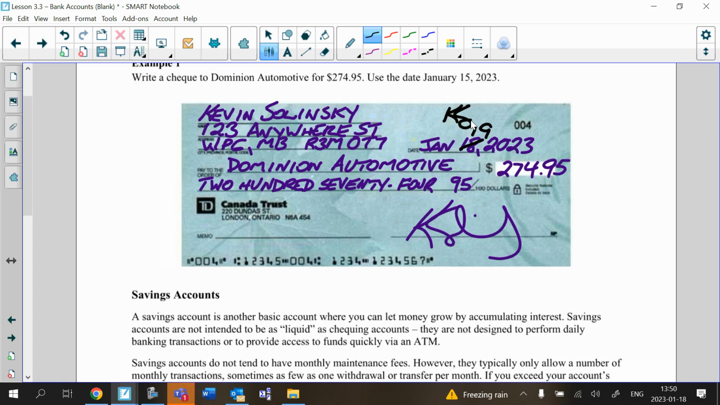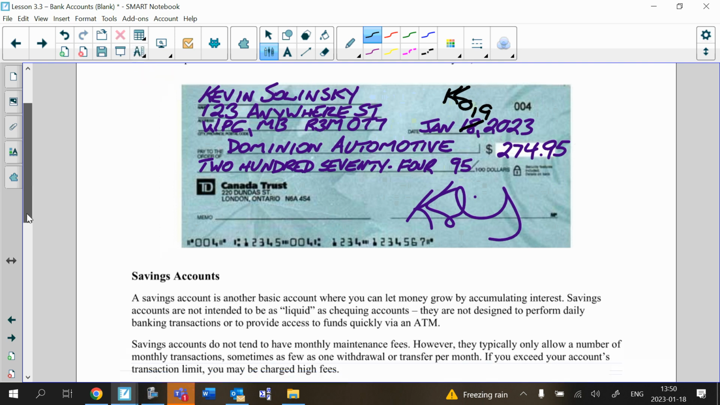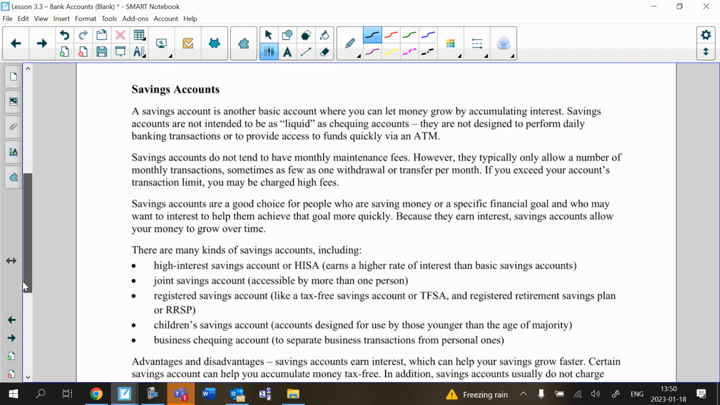Now, the other type of account, savings accounts. This is where you want to put your money if you want to keep it there for a while and you want it to build interest. We don't use savings accounts for everyday transactions. So I strongly suggest you might want to look at that to see, if you're getting a really good interest rate, okay, and if you're not getting charged transaction fees, okay. I'd be a little surprised, but you never know.